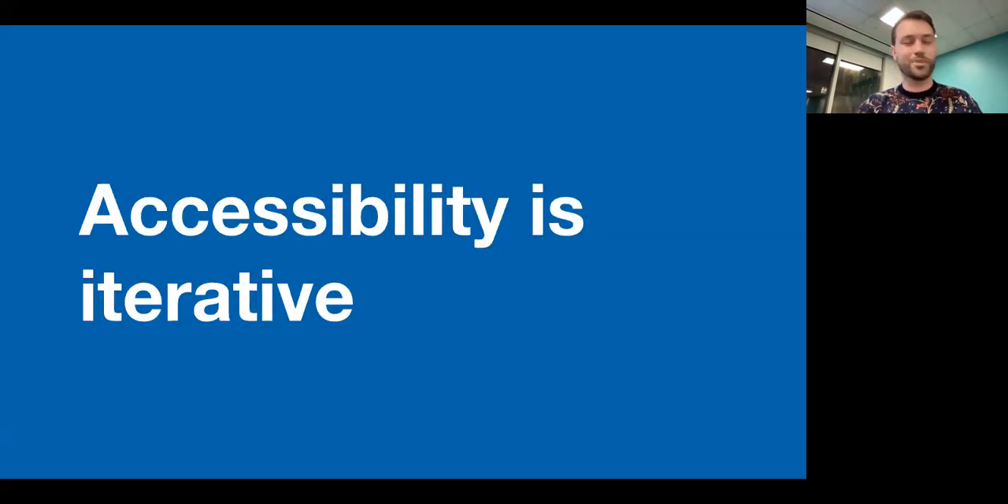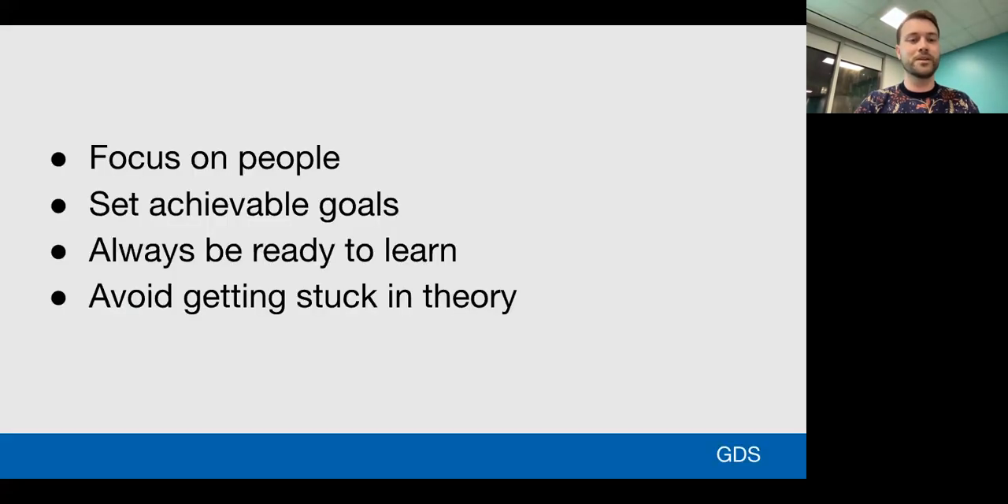All right, next broad statement I have is accessibility is iterative. So what I mean by that is that accessibility isn't something where you set aside 6 months to do it, and then you do it, and then you're done, and you move on. It's something that needs continuous improvement.